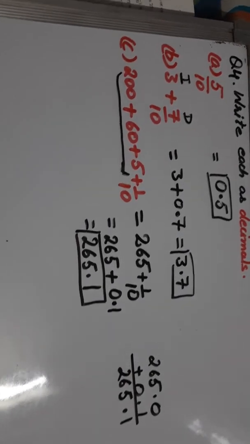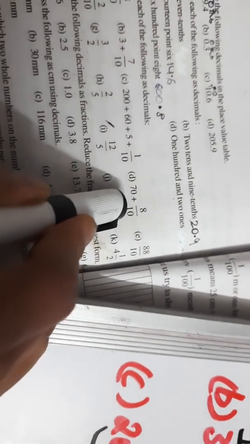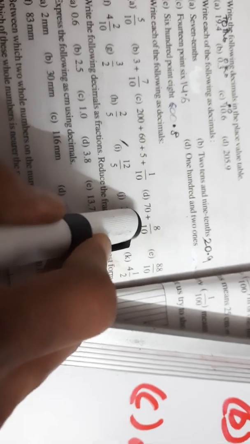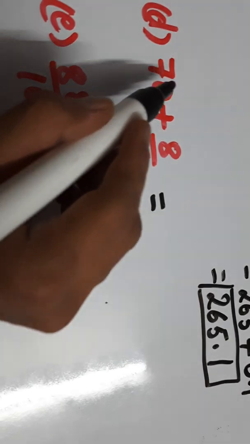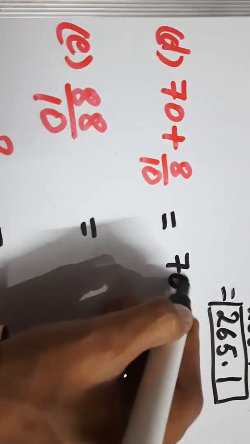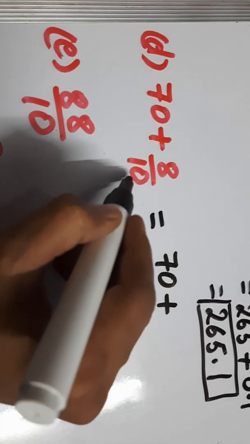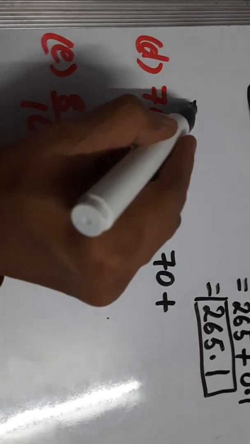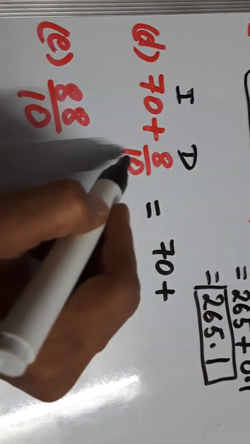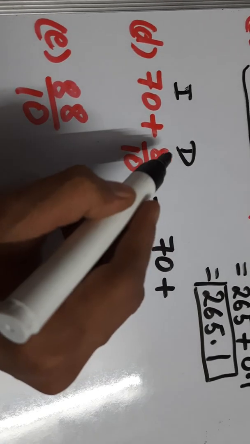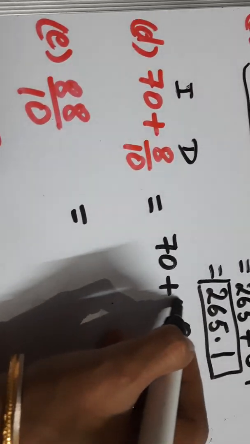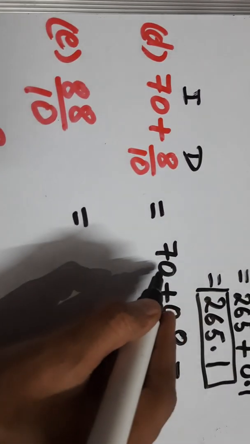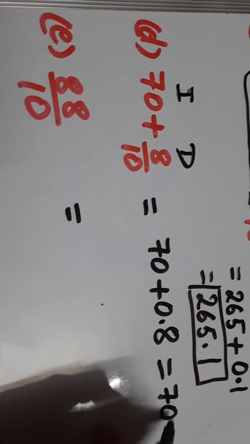Now let us do the D part. D part is 70 plus 8 by 10. Try to solve it yourself. So dear students, our next part is 70 is a whole number. So we'll write 70 plus again 10. This is integer part, this is decimal part. So place a decimal for the 0. Single 0 is there, so we will place a decimal by leaving one digit, that is 8, we'll take 0.8. So 70 plus 0.8 will get 70.8.